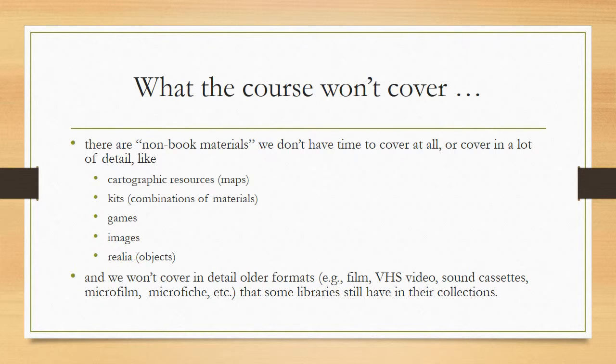There are many non-book materials we don't have time to cover in this course or cover in a lot of detail, like maps, kits, games, images including photographs and digital imagery, realia, which would be three-dimensional objects, and we won't cover in detail a lot of the older formats that some libraries still have in their collections, like film, VHS video, and sound cassettes, although we'll look at how to do those.